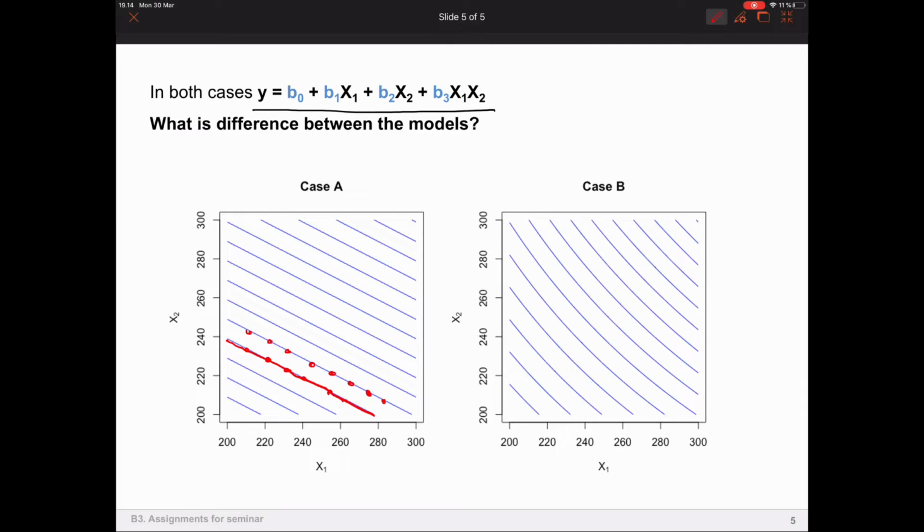So your task is to tell what's the difference between the two models. So both models, they are described by this equation. But what's the difference between the two models? Again, pause the video, think a little, try to answer yourself, and then come back when you're ready.